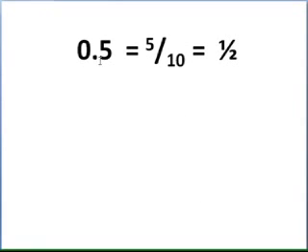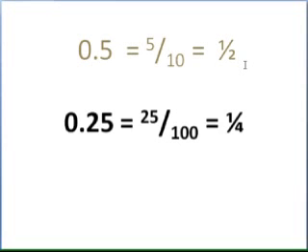Here we have 0.5. You might notice that the number that we have here, 5, is the same as the number that we have here. You also might notice that the number of numbers that we have on the right side of the decimal is exactly equal to the number of zeros that we have here. So we have one number and we have one zero. That gives us 5/10, an equivalent fraction of 1/2.